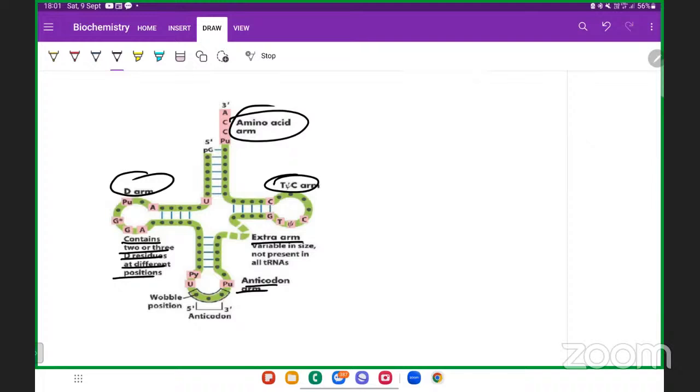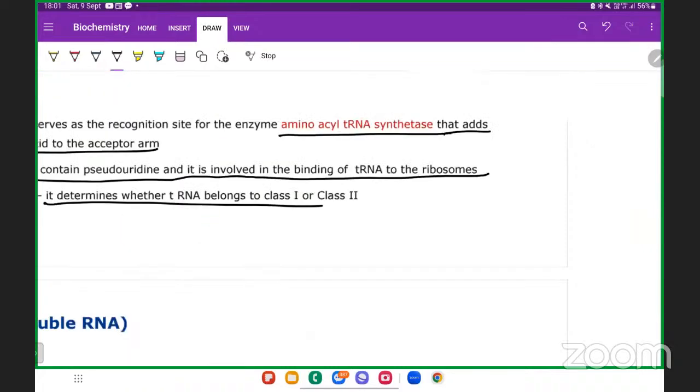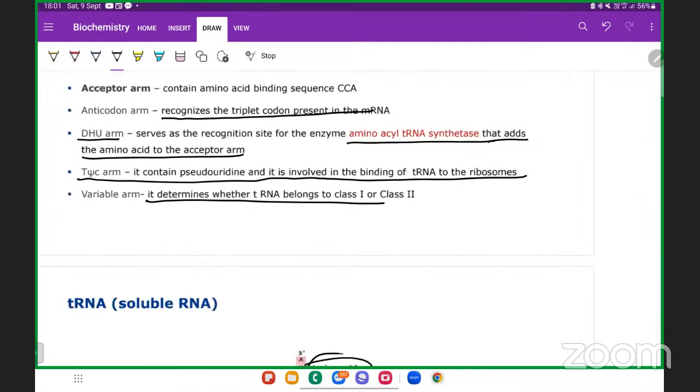Next, you have your anticodon arm. This is the place where it goes and attaches to the mRNA. Which codon is on the mRNA is determined by the work of your anticodon. Next, you have your D arm, then your TC arm. So what are the arms you have? Number one, amino acid acceptor arm. Number two, anticodon arm. Number three, D arm. And number four is your variable arm.